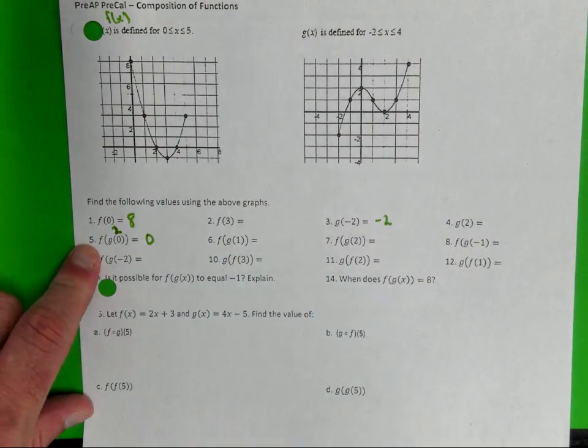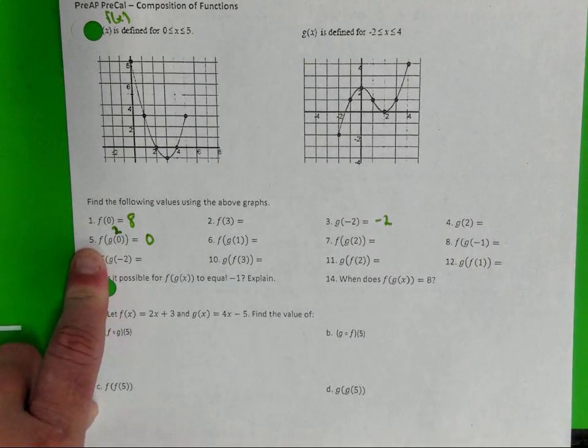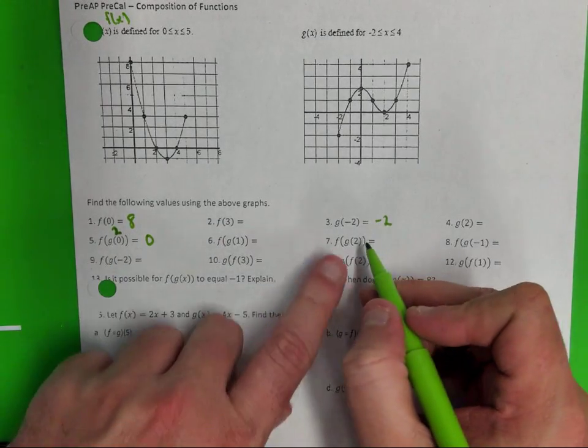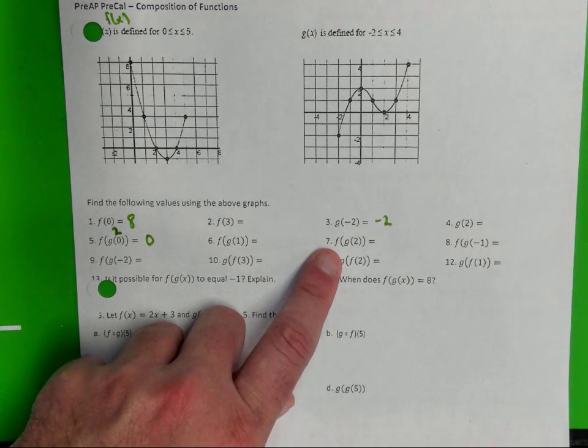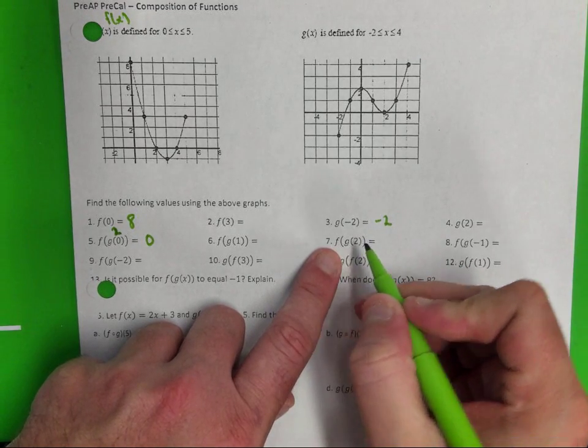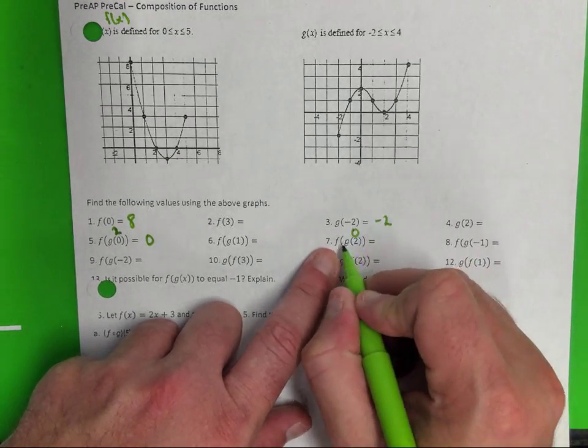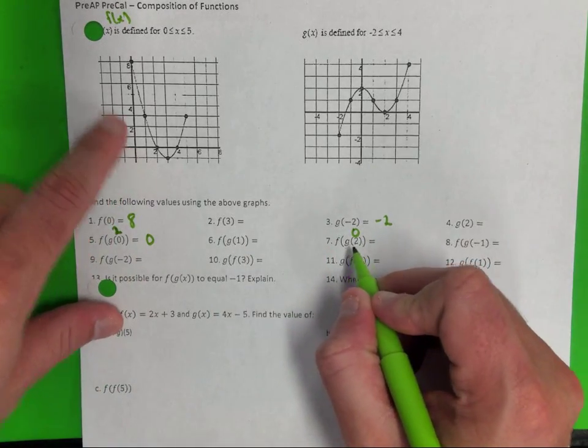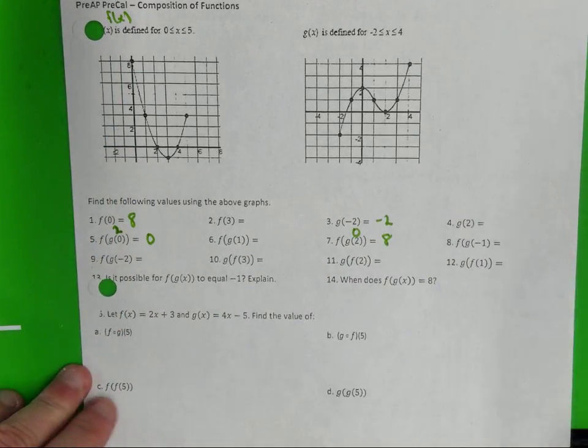0. You said, Mr. Harris, does it just always cancel out? No, they do not. You're going to do one thing at a time. You're going to work from inside out. Okay? What is g of 2 here? 0. Now we're going to find f of 0, which is 8. That's correct.